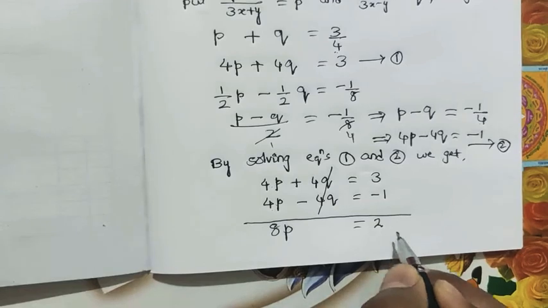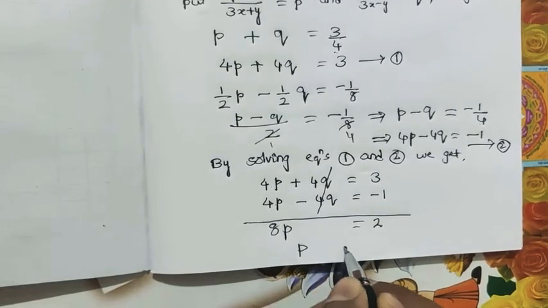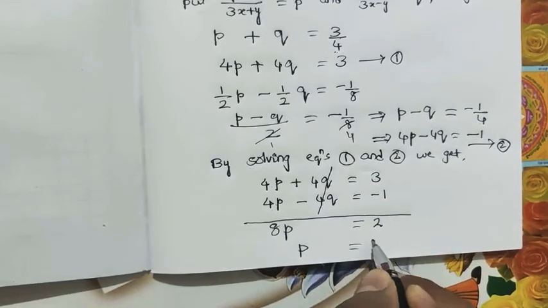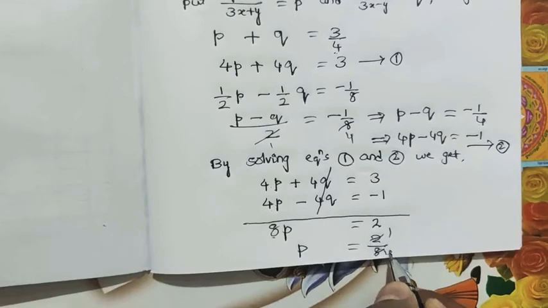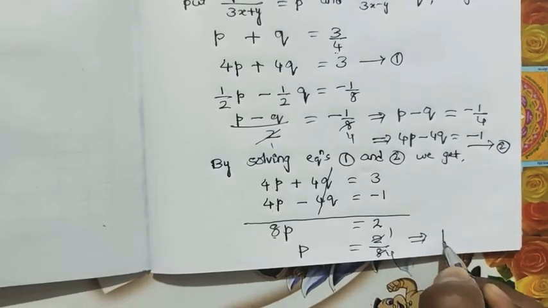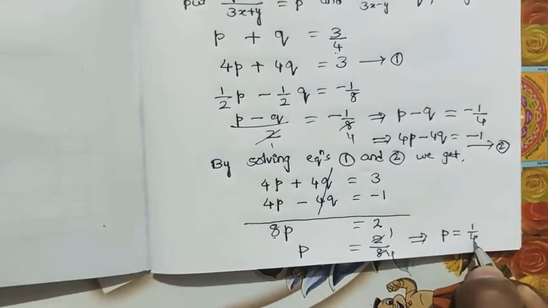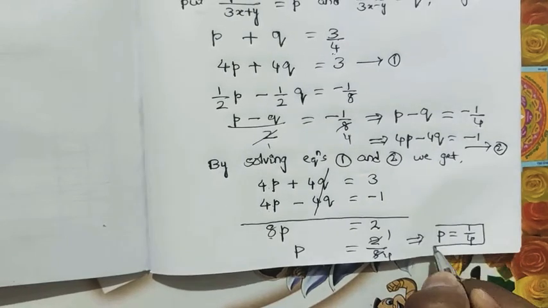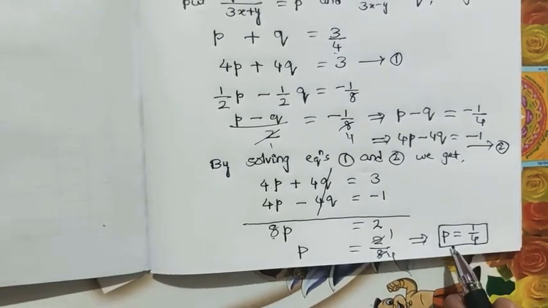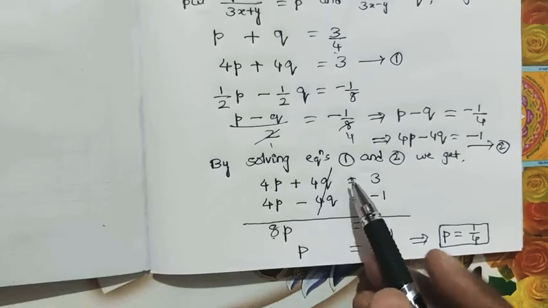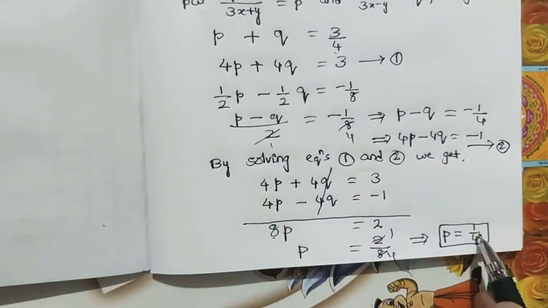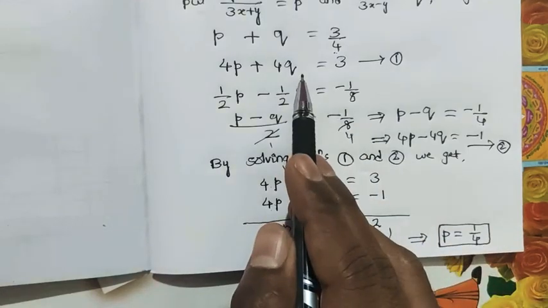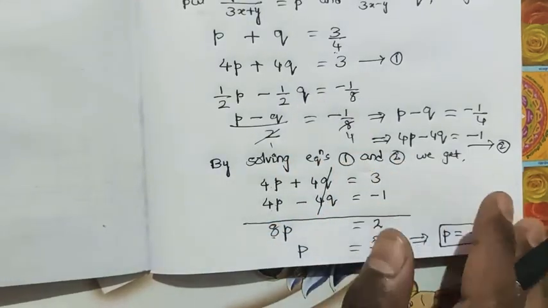So 8p equal to 2. From this you can write p is equal to 2 by 8. 8 is multiplying. If you transpose to this side, it will divide. 2 1 time, 2 4 times. So from this you can write p is equal to 1 by 4. Likewise, you have to find out the value of q also. After getting the p value, you can substitute either in first equation or in second equation. Let us go with the p value 1 by 4. You can substitute in first equation. Put p equal to 1 by 4 in equation 1.